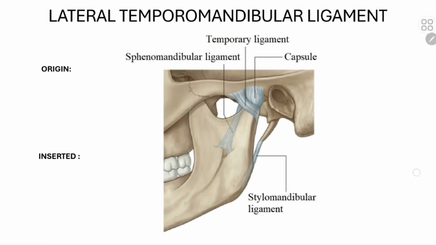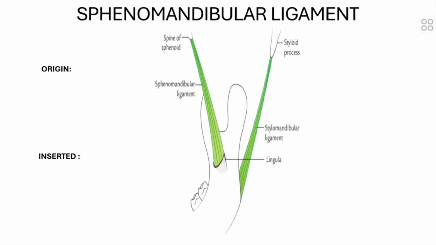The next ligament is the lateral temporomandibular ligament. This lateral temporomandibular ligament is nothing but the thickening of the lateral surface of the capsular ligament. It originates only from the articular tubercle and gets inserted into the posterior surface of the neck of the mandible.